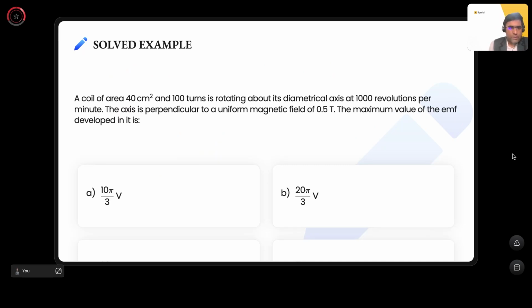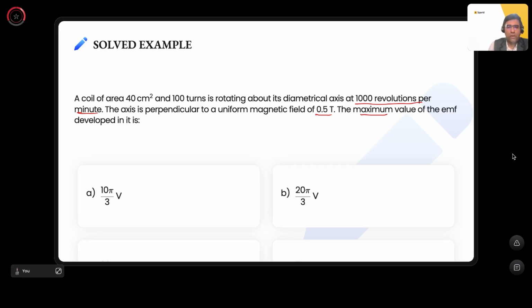Okay, the next question. A coil of area 40 centimeter square and 100 turns is rotating about a diametrical axis at 1000 revolutions per minute. The axis is perpendicular to a uniform magnetic field 0.5. The value of the induced EMF developed is. So we have to find the maximum value.